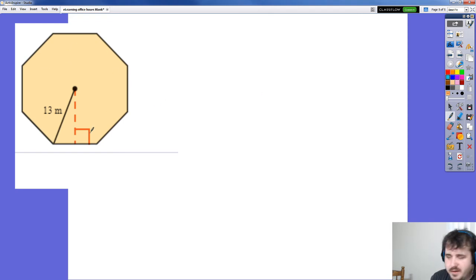Anyway, look at what we have here. This is the other problem that you still have, number 6, I think. So, first thing they want is the perimeter. That's the hard part.